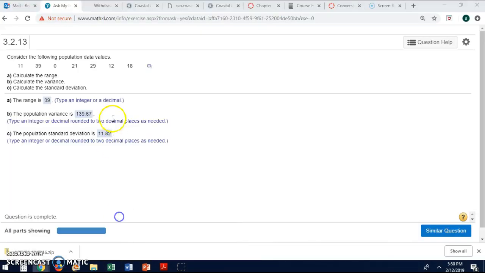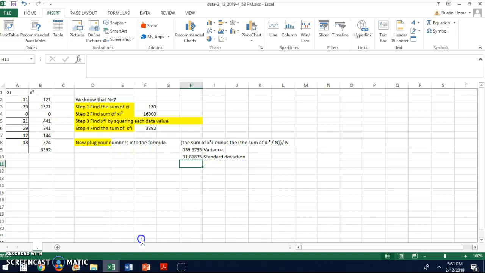I think it's 2 decimal places. I can send you a copy of this spreadsheet with the steps also, and that may help you practice the steps of finding the population variance and the population standard deviation.